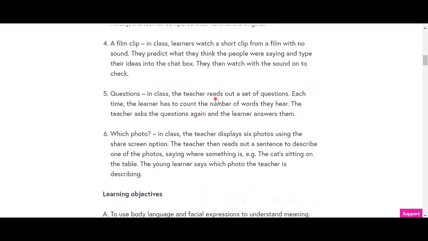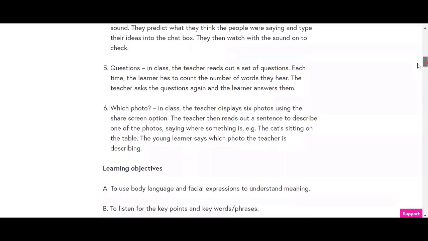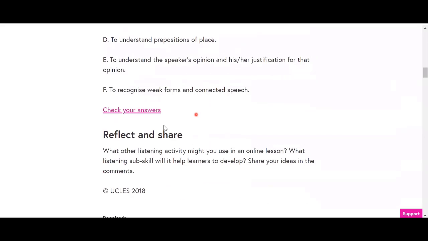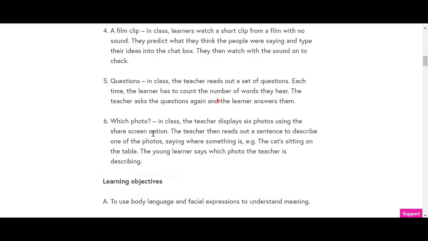All right, so number 5, questions. In class, the teacher reads out a set of questions. Each time the learner has to count the number of words they hear. The teacher asks the questions again and the learner answers them. So for this fifth outline, the answer is letter F, to recognize weak forms and connected speech.